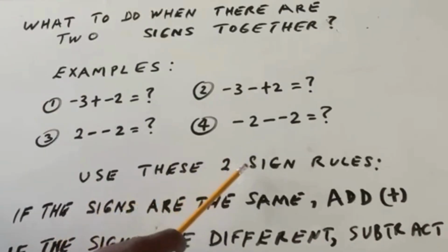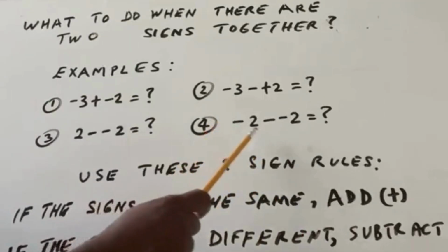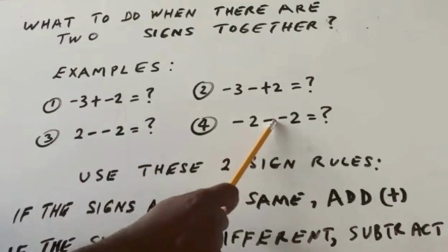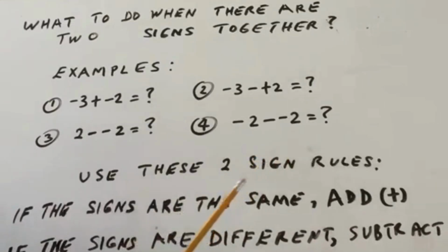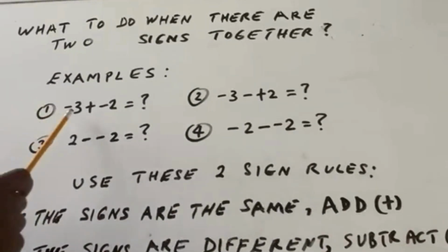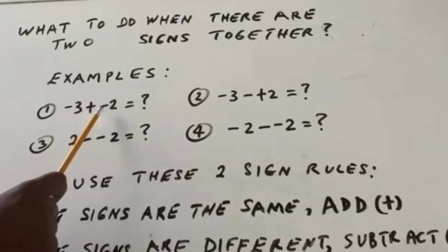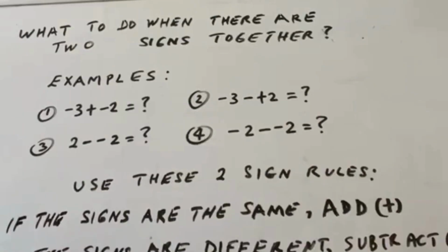Fortunately, there are 2 sign rules that we can use. If the signs are the same, we add. So for example, here, where the 2 signs are both negative, we would simply replace them by a positive sign and then add the 2 numbers. And similarly, if the signs are different, then we simply subtract. So as in the case of this one, where one of the signs is positive and the other is negative, we would replace both of the signs by a minus sign and simply carry out a subtraction. And we can use the number line to help us to do that as well, as we look at next.